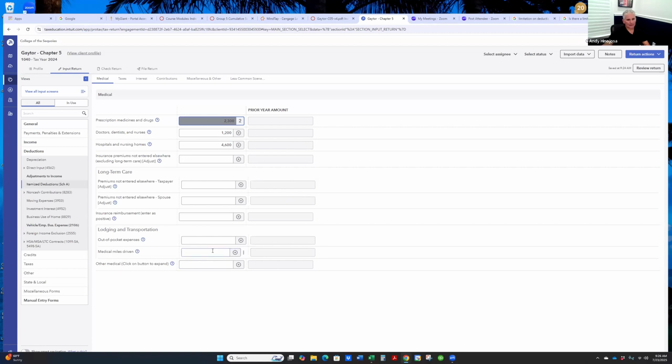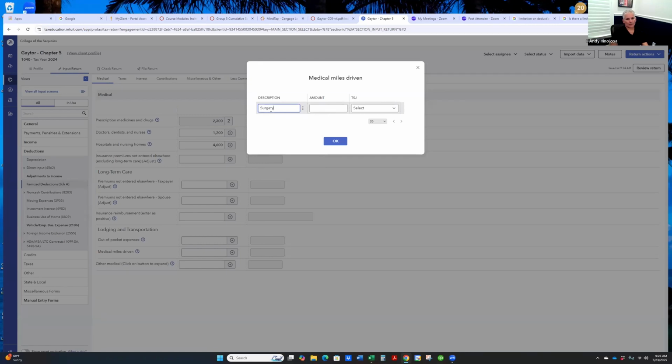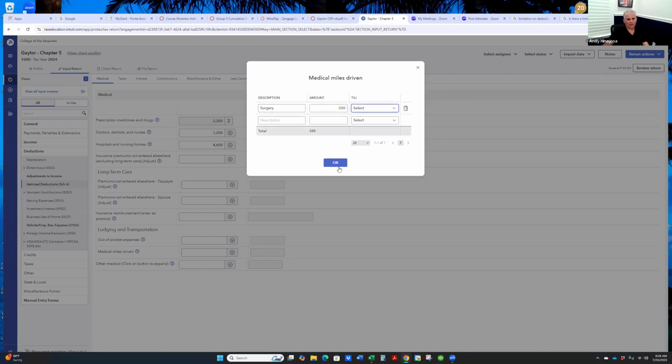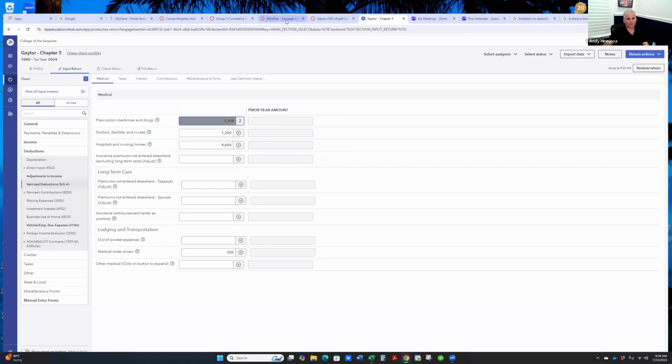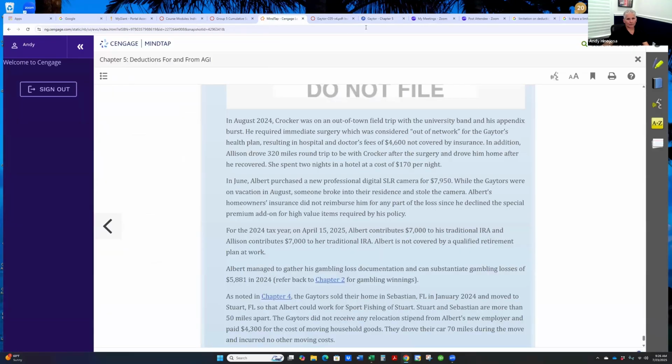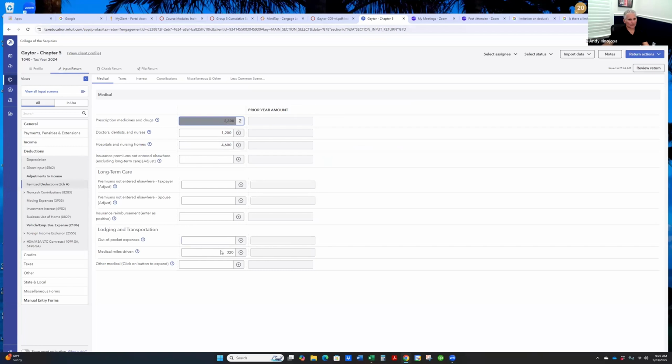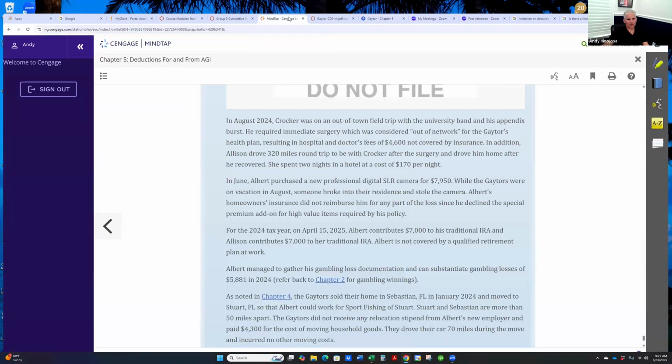But in this case, we don't even have to worry about putting in the dollar amount. We just put in the medical miles driven. And again, we'll put surgery, and I think there was 320 miles. Is that what it was, 320? Yeah, 320 miles. So with this 320 miles, the system will compute the actual deductible amount. Okay, let's go back to the textbook.